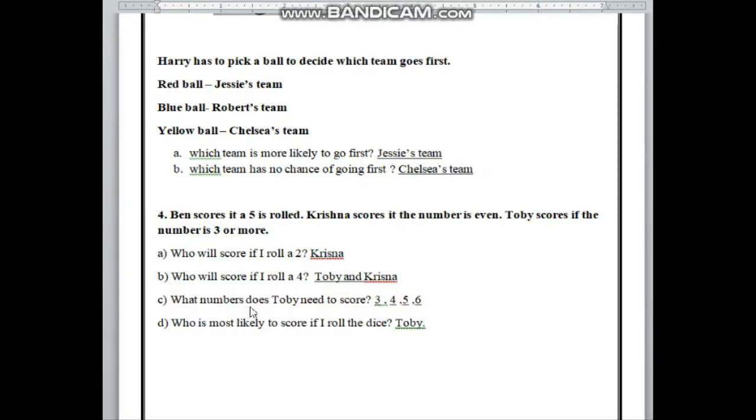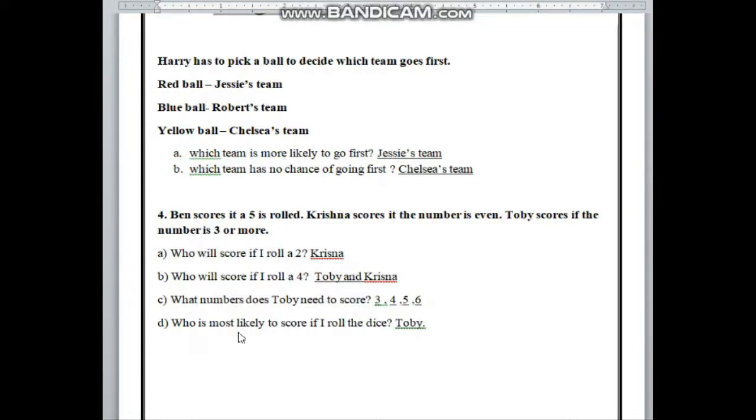What numbers does Toby need to score? Here Toby scores if the number is 3 or more. So 3 or more here is 3, 4, 5 and 6.